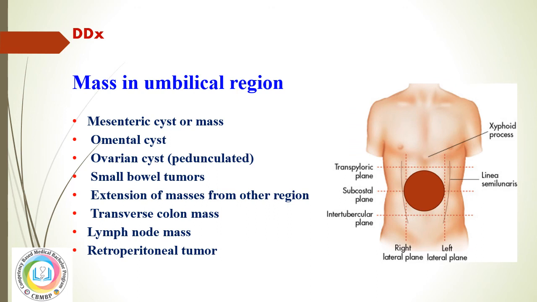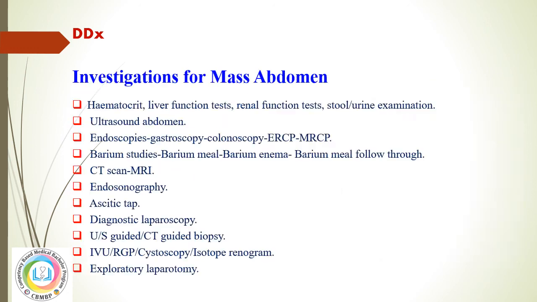Mass in the umbilical region may be arising from the mesentery of the bowel, like cyst or mass, may be omental, may be ovarian with a long pedicle, may be a small bowel tumor, may be extension of masses in the surrounding anatomical region, or may be lymph node enlarged or retroperitoneal tumor.